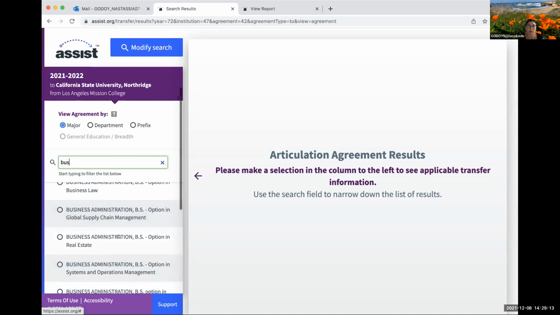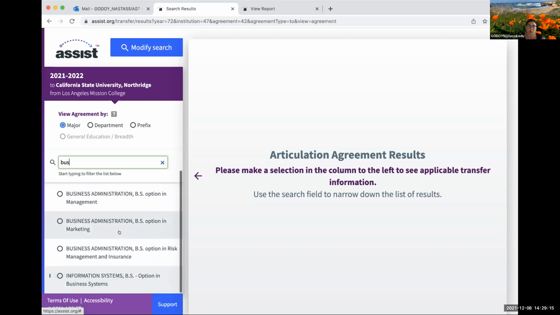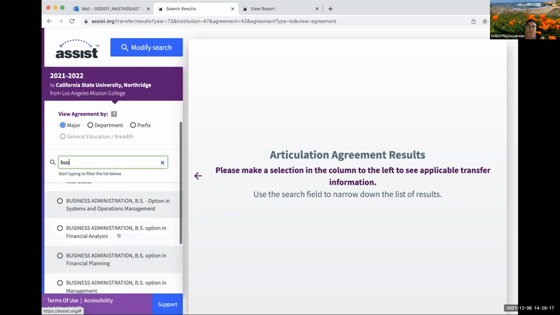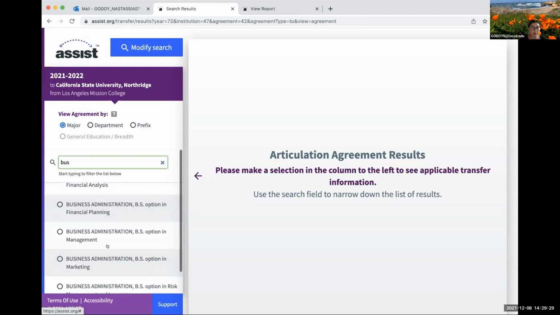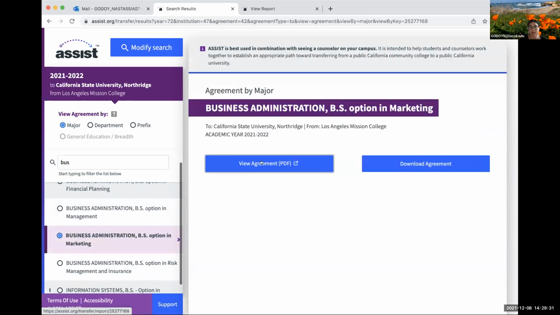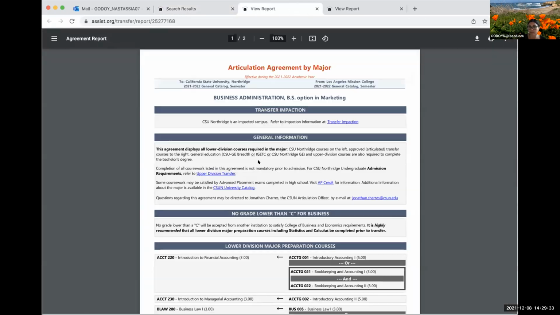So what kind of business option do we want to look into out of these ones that are listed here? And Luis mentions Harvard. Harvard is also a private university, so we would need to look directly at their website. Marketing. Okay, so Monica said marketing. Let's click on marketing. Then we're going to click on View Agreement.